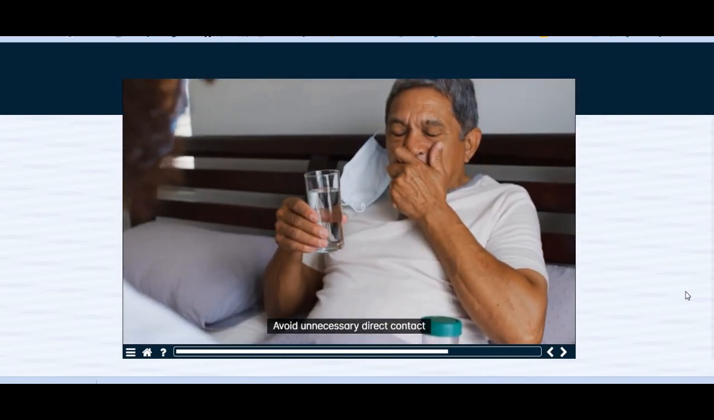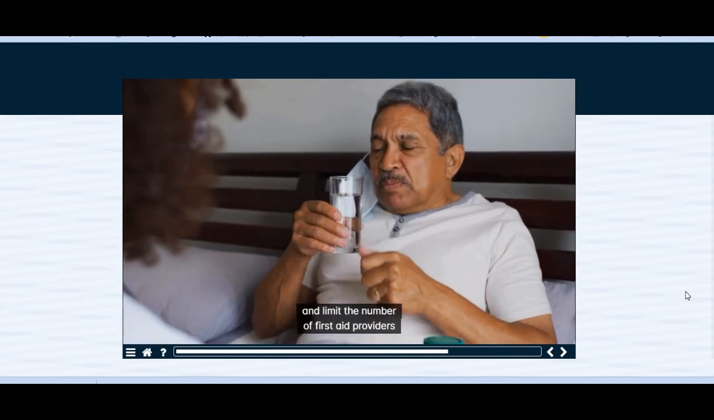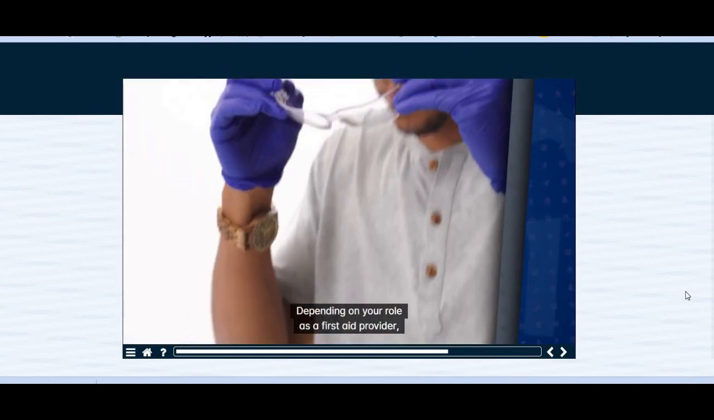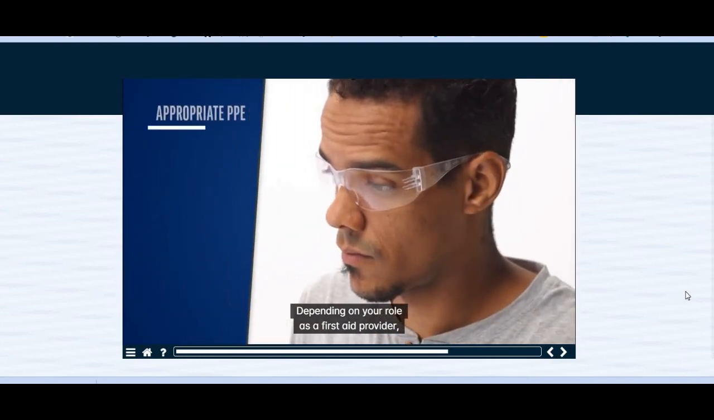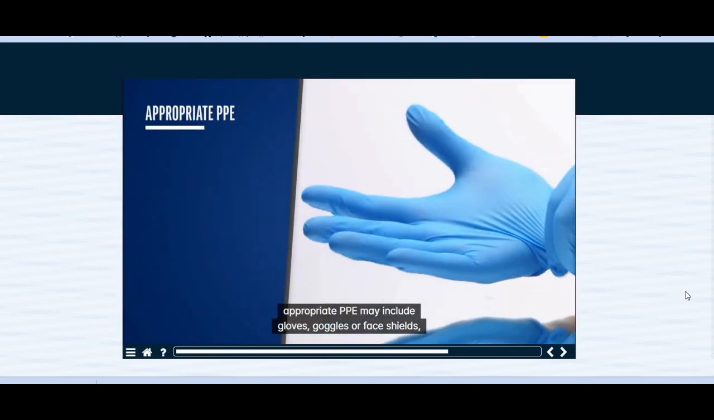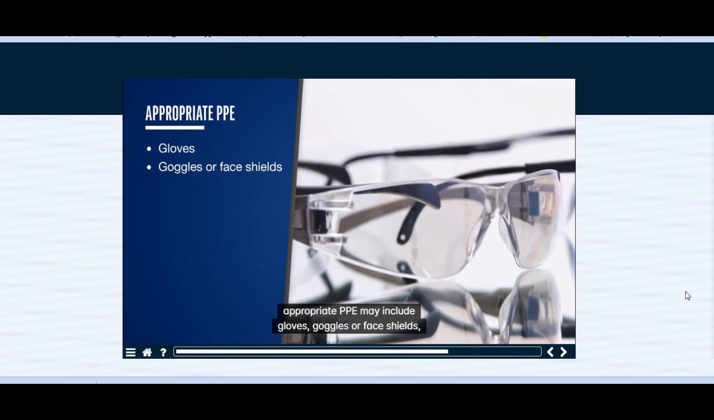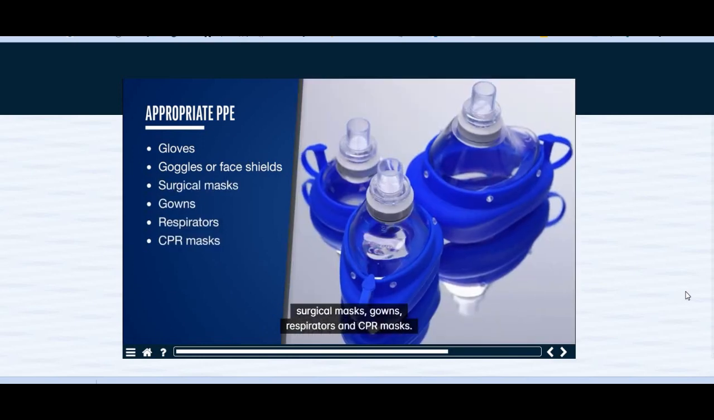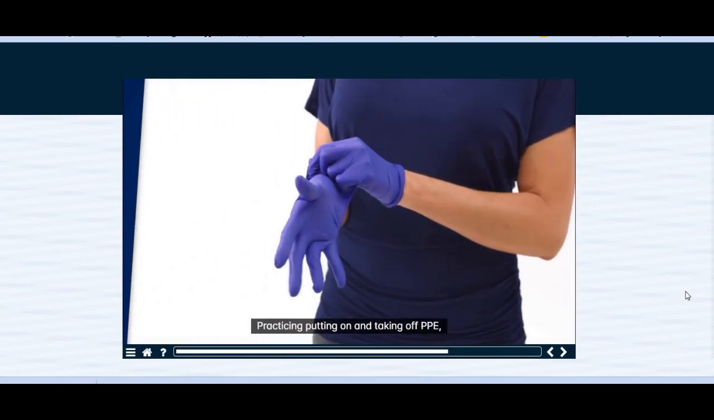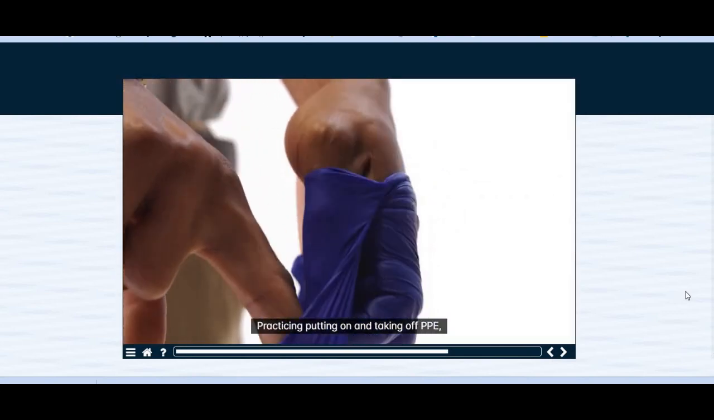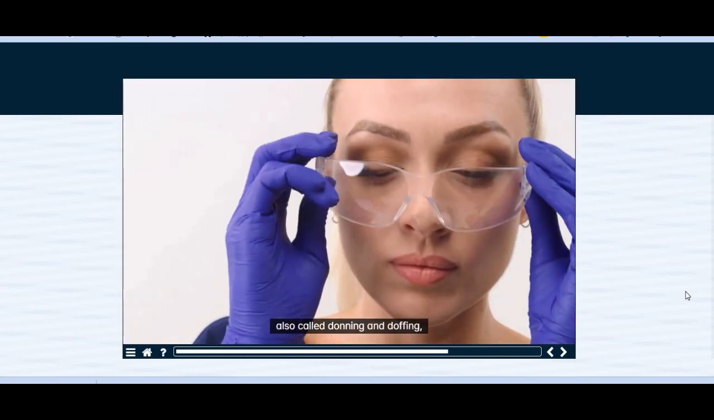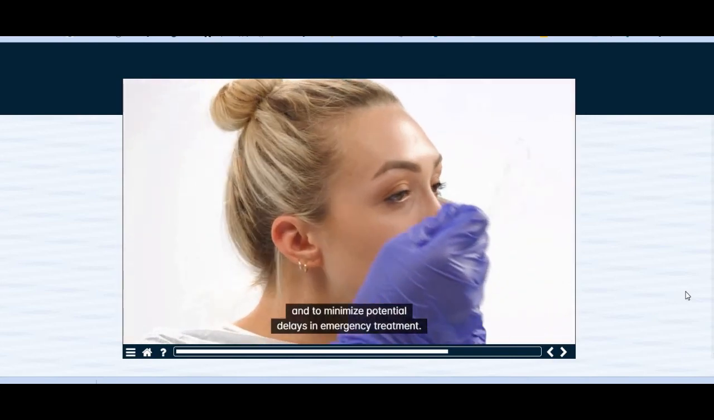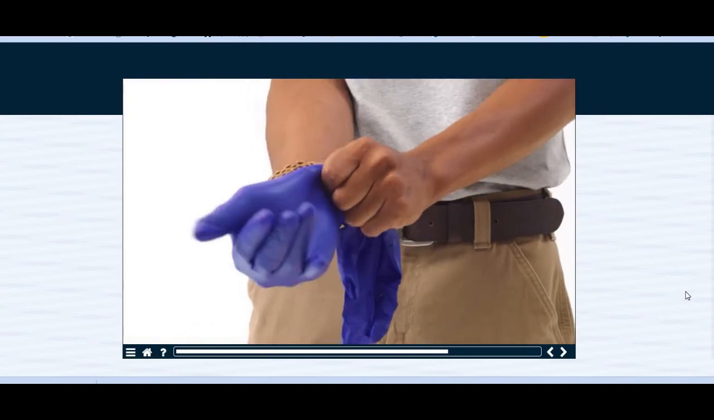Avoid unnecessary direct contact and limit the number of first aid providers near a potentially infectious person. Depending on your role as a first aid provider, appropriate PPE may include gloves, goggles, or face shields, surgical masks, gowns, respirators, and CPR masks. Practicing putting on and taking off PPE, also called donning and doffing, is critical for your safety and to minimize potential delays in emergency treatment.